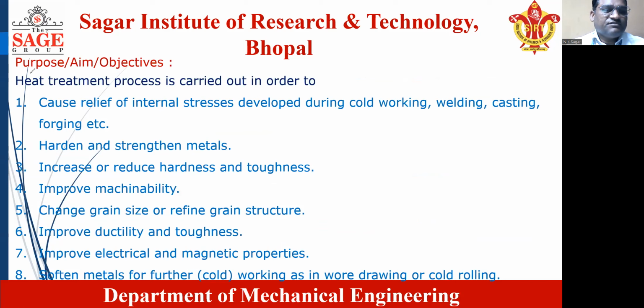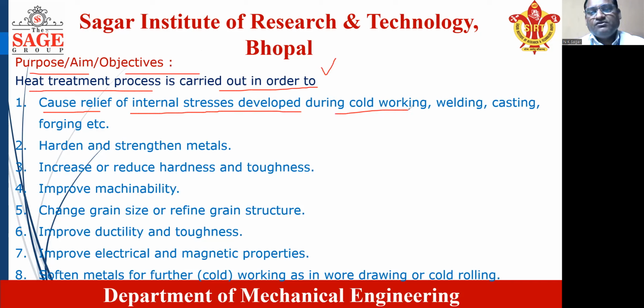Next, what is the purpose, aim, or objectives of the heat treatment process? The heat treatment process is carried out in order to, number one, cause relief of internal stresses developed during cold working, welding, casting, and forging. These are the primary processes.